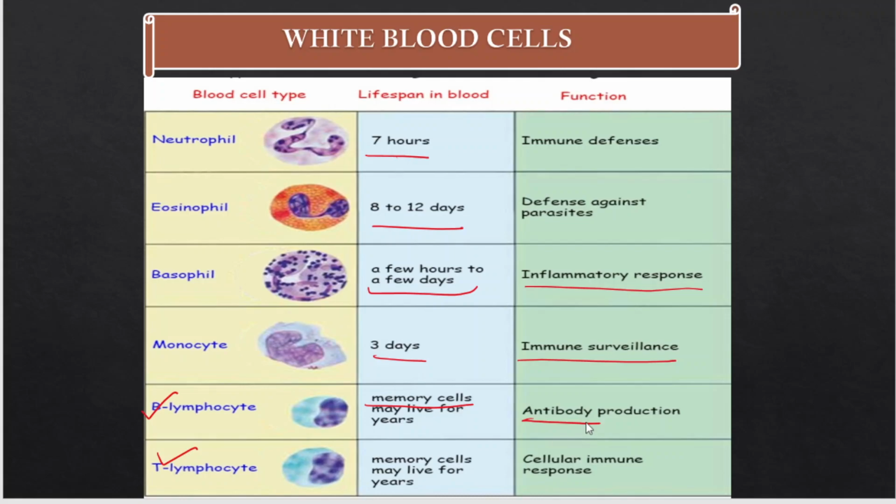So the main function of white blood cells is to protect the body from foreign material, whether it is a bacteria, virus, or any foreign antigen. White blood cells are responsible for the immunity and defense mechanism of our body.